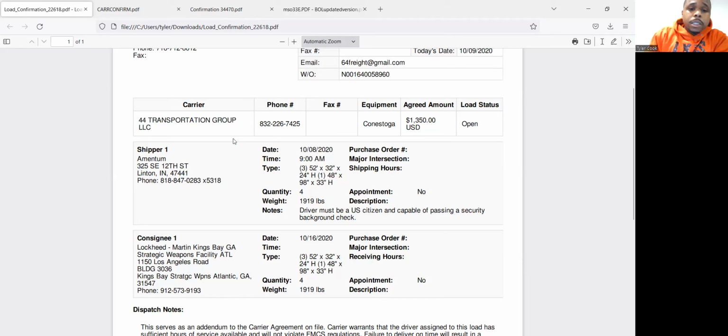But what is here is that the driver must be a U.S. citizen capable of passing security background checks. This is extremely important, especially in this case, because it's a military load.